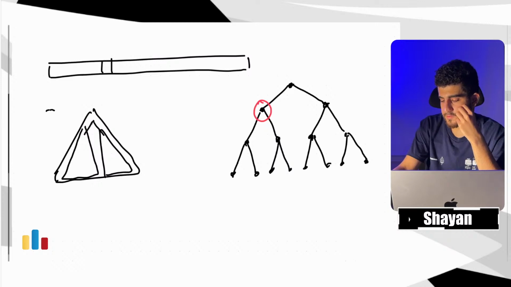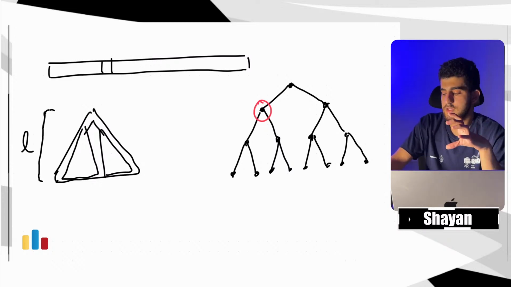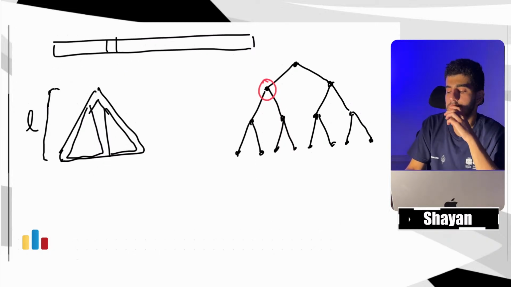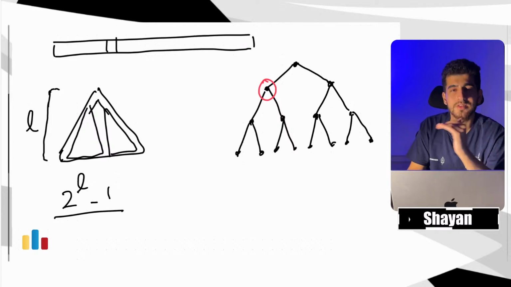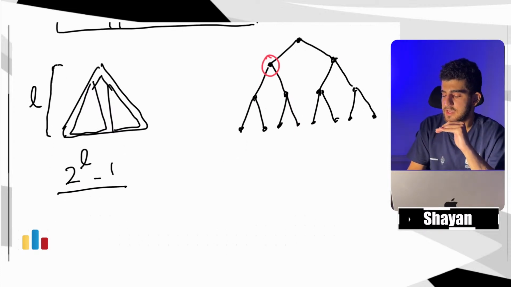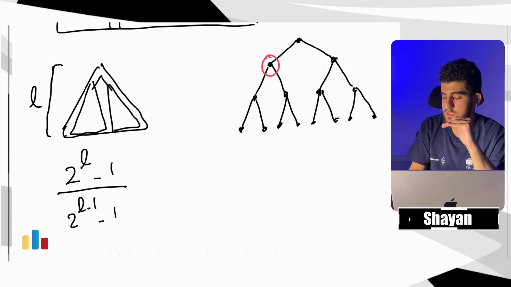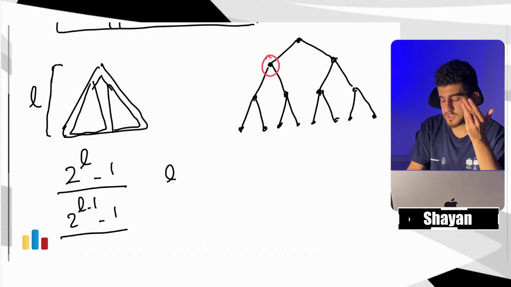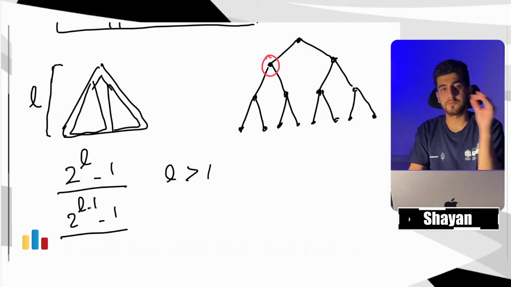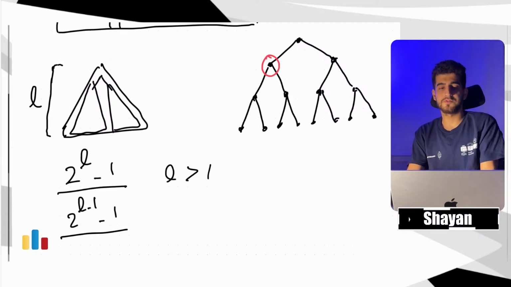So for example, if there are L heights here, L levels here in this subtree, it means that the number of vertices is going to be 2 to the power of L minus 1 if there are L levels of vertices. And in each of the subtrees, there are exactly 2 to the power of L minus 1 vertices. Okay, and if this vertex is not a root, L is more than 1. We have more than one level of vertices.